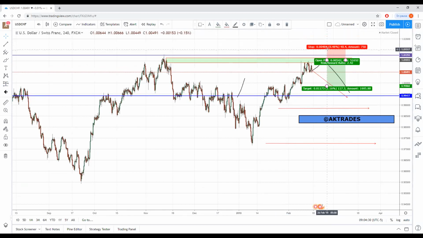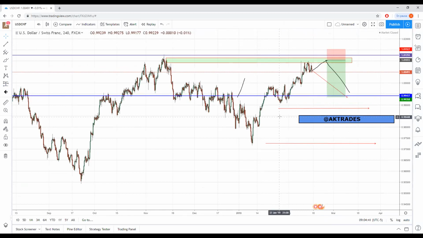With stops around 1.01 and our first target around 0.99. So this is a 3-to-1 risk to reward ratio. So this would be a nice trade.